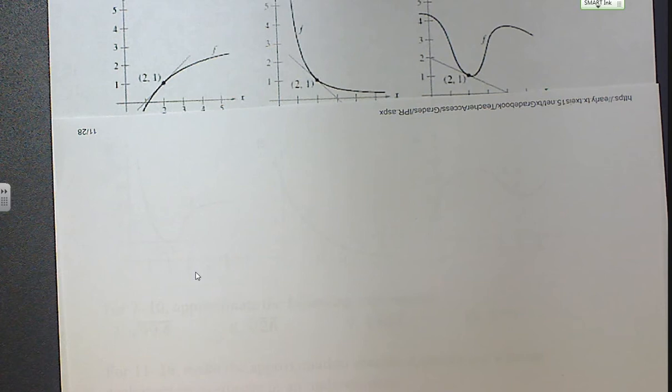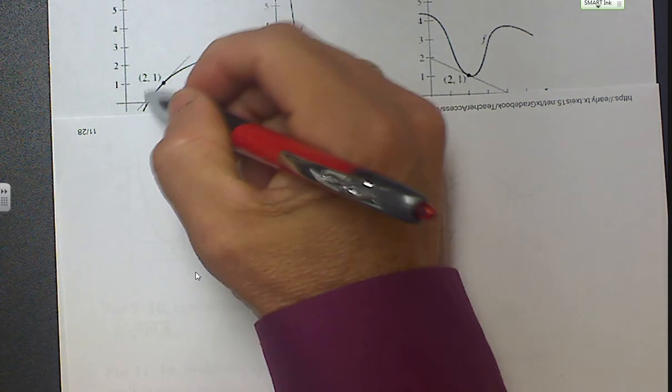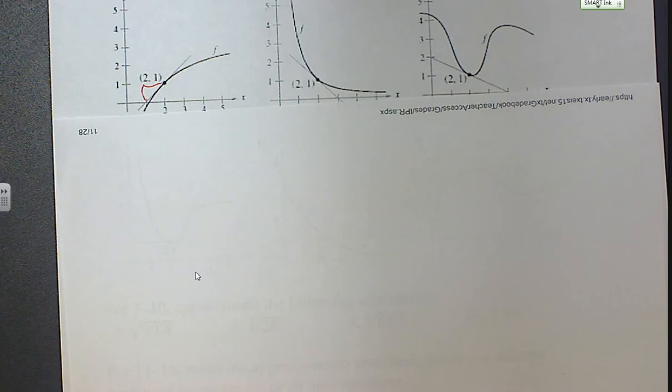Go find that. Find the equation of that tangent line. Don't overthink it. It's an Algebra 1 problem. It's not a calculus problem. To find the equation of a line, you need what? A slope. What's the slope of that line? It's 1. It's not a trick question. It's a rise of 1 and a run of 1. So the slope is 1.